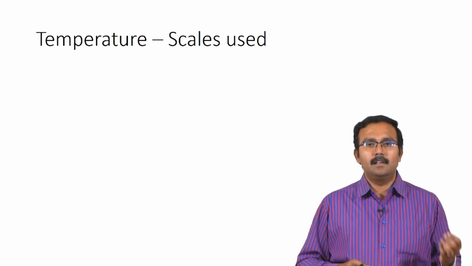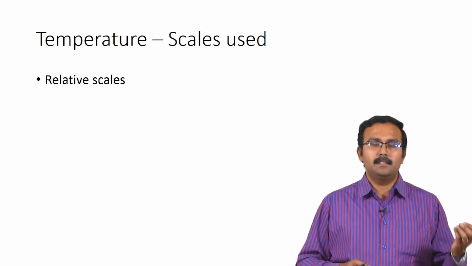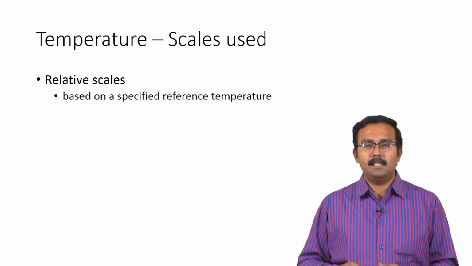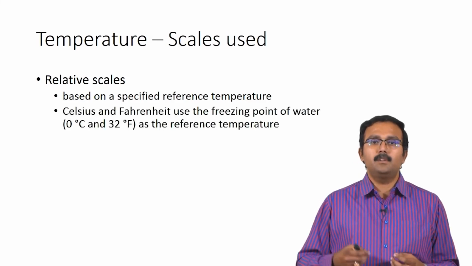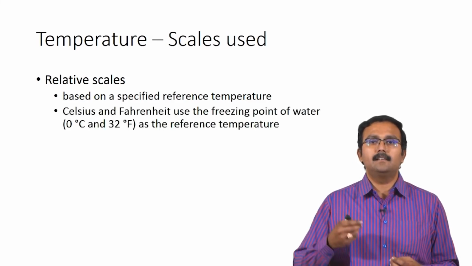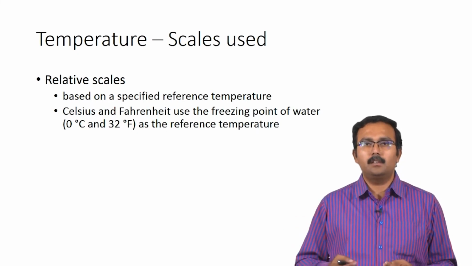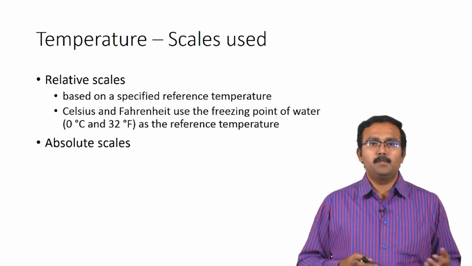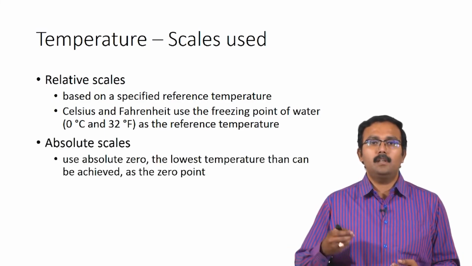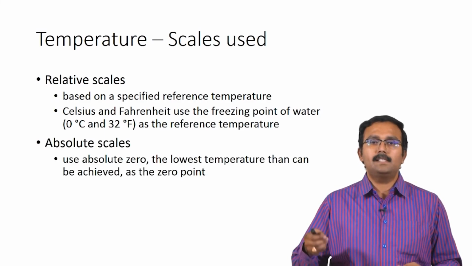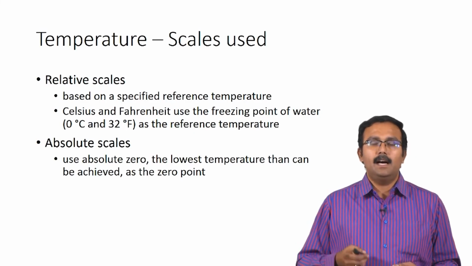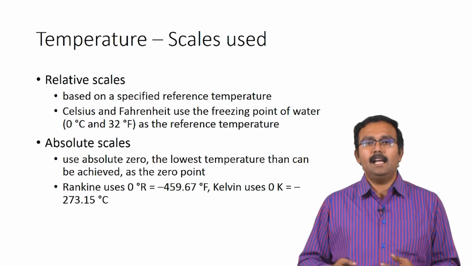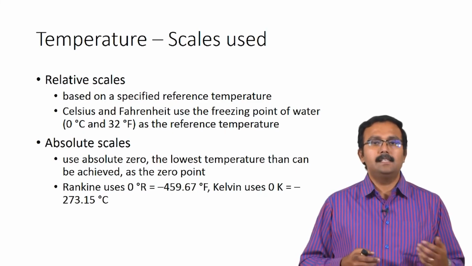You have the relative scales, which are the Celsius and degree Fahrenheit, which are based on specified reference temperatures. The reference temperatures used for Celsius and Fahrenheit are based on the freezing point of water, which is 0 degree Celsius and 32 degree Fahrenheit. You also have absolute scales, which are based on the absolute 0, which is the lowest temperature that can be achieved, as the 0 point. So, degree Rankine and Kelvin use absolute 0 as the 0 point.